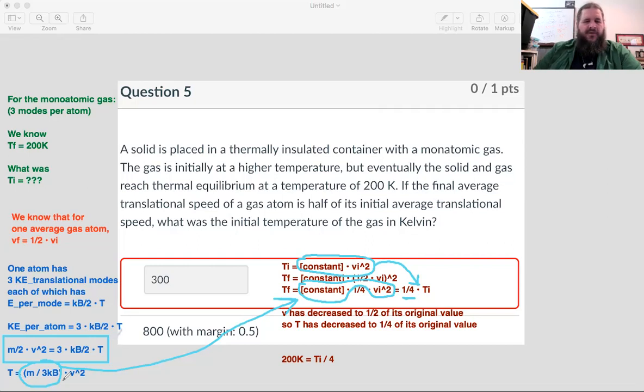Mm-hmm. And you could certainly write it in. You could write out these exact same equations, but actually include m over 3 kb as the constant. But you'll still end up with T final is 1/4 times everything from T initial. And therefore, final temperature is 1/4 the original temperature. Any other questions on that?